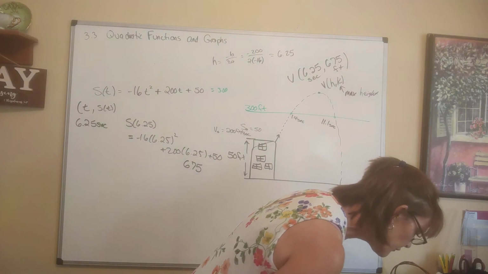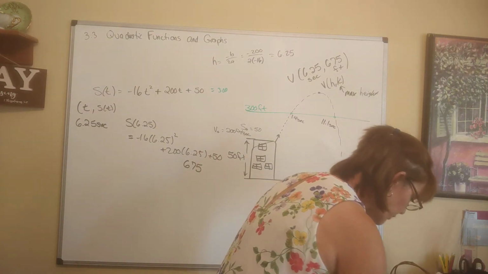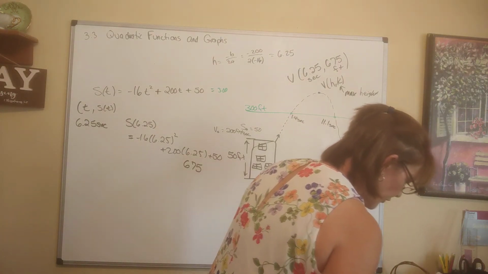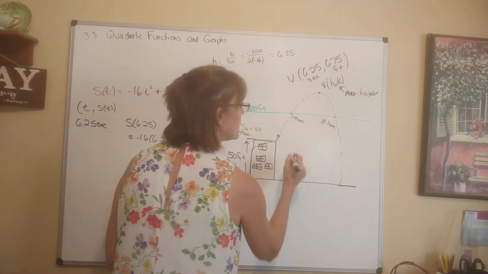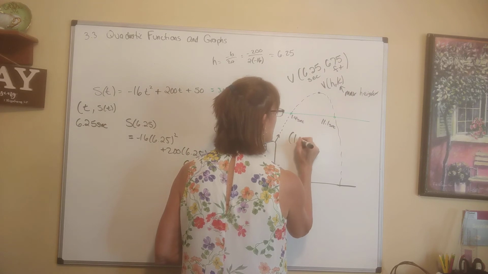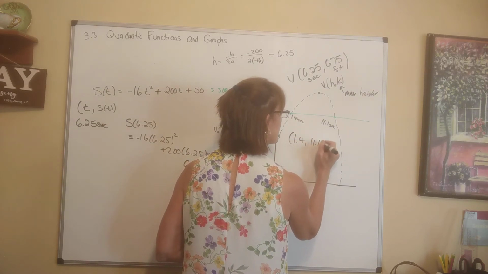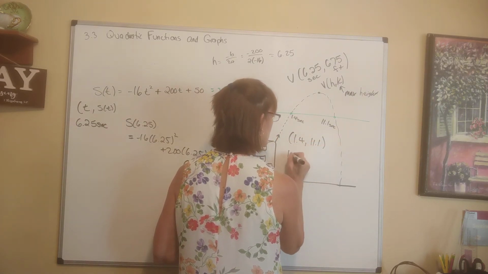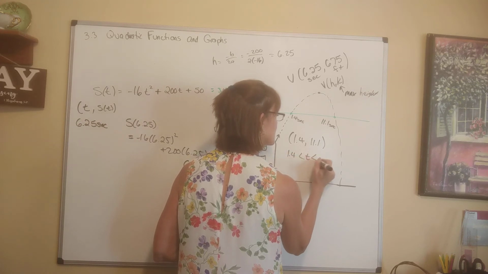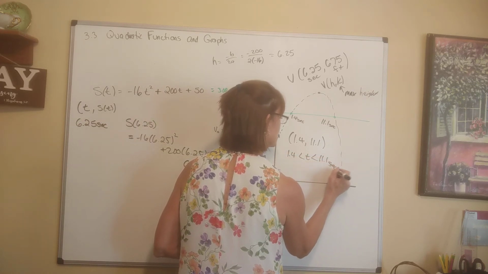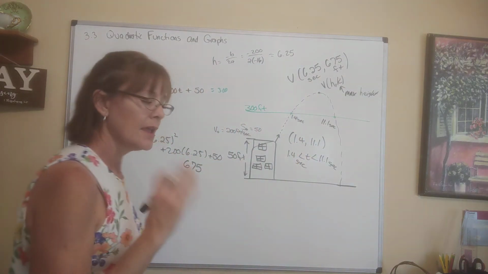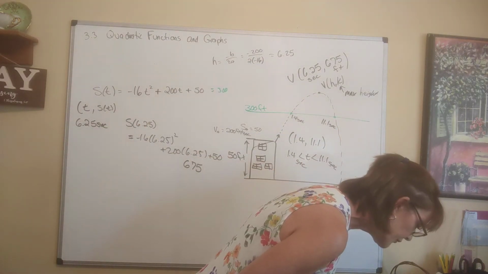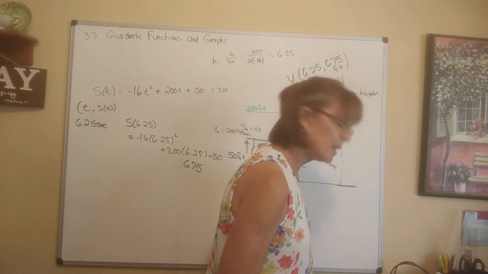Okay, so let's answer this question. For what time interval will the rocket be more than 300 feet above ground level? And so this is when it's going to be more than 300 feet above ground level, between 1.4 and 11.1 seconds. Or 1.4 is less than t is less than 11.1 seconds. These are two different ways you could say it's above 300 feet.